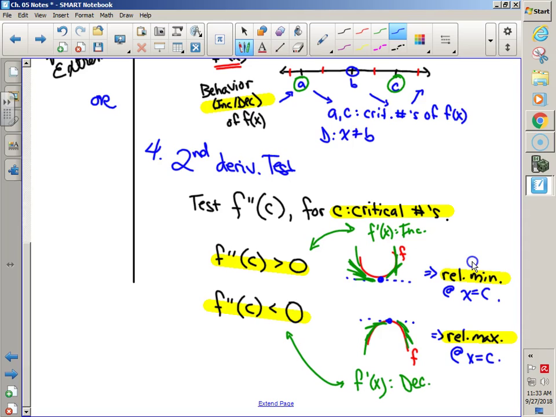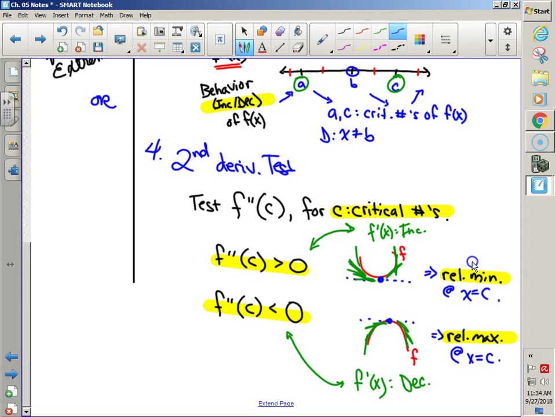Okay. So if it's positive, that means it's concave up. What's positive? The graph at C. Okay, wait. I think f double prime is what you want to say. So if f double prime is positive, then it's concave up. The function is concave up, which means that there's a relative min at C. So when you're dealing with critical numbers, right?